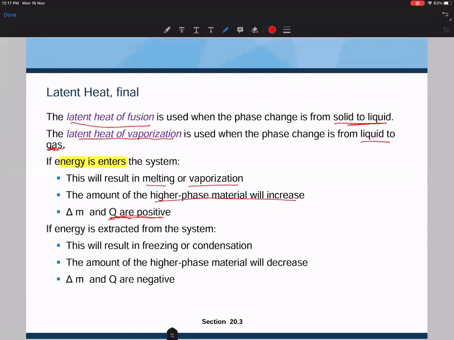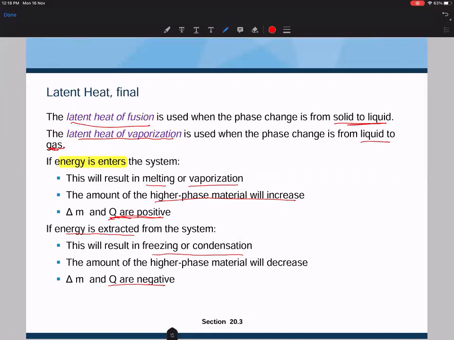On the other hand, if the energy is extracted from the system, it refers to freezing or condensation, and the material would be moving into a lower phase, and the Q in this case would become negative. That is the general idea.